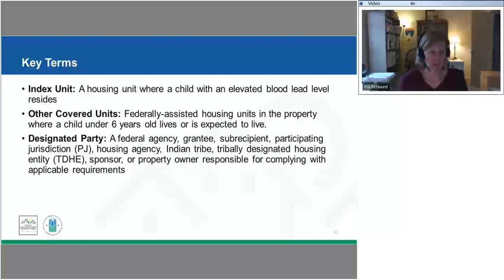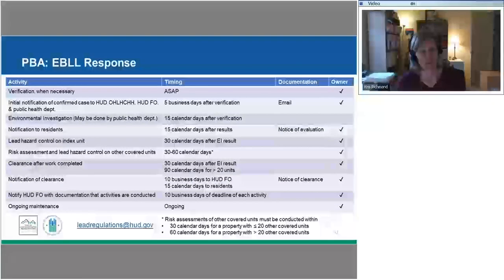And then we have our designated party. We did talk about designated party earlier on in the session. For project-based assistance, the designated party is the owner, okay, and they are responsible for complying with the applicable requirements. So this chart really summarizes about a 3-hour training. So I'm going to go again really high level over the steps. Please go to the training if you haven't been there already.